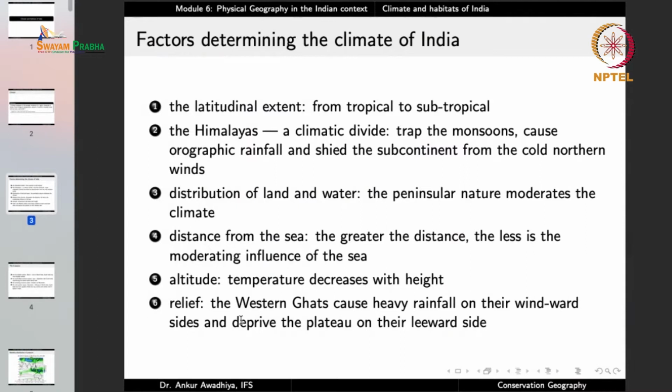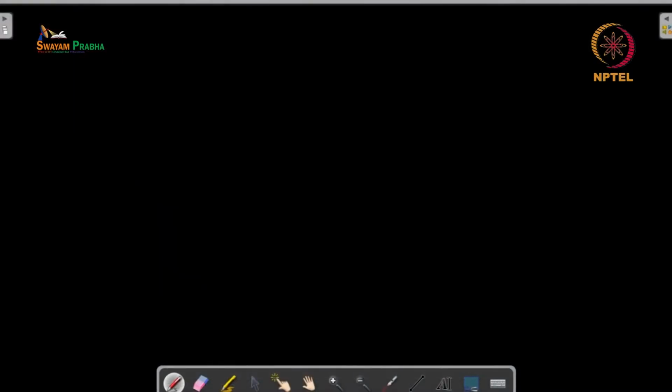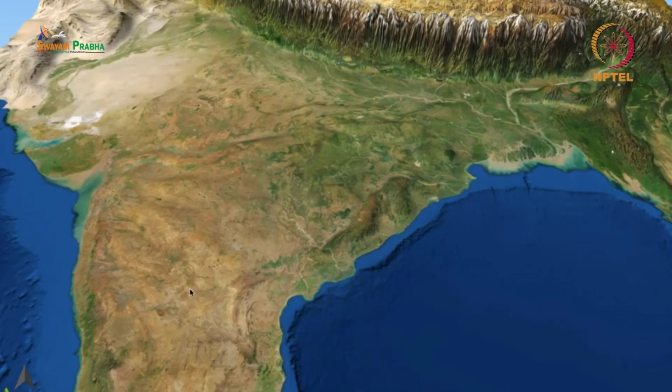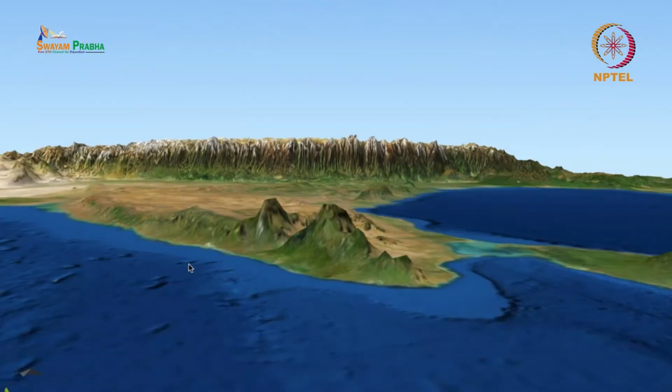Then we have the relief. The Western Ghats cause heavy rainfall on their windward sides and deprive the plateau on their leeward side. So basically, when we talk about the Western Ghats, when we have the rains, the rain bearing winds that move in this direction cause an intense amount of orographic rainfall on this portion.